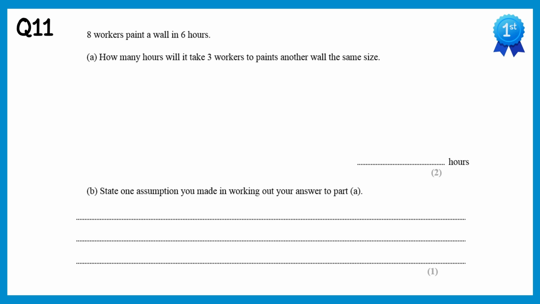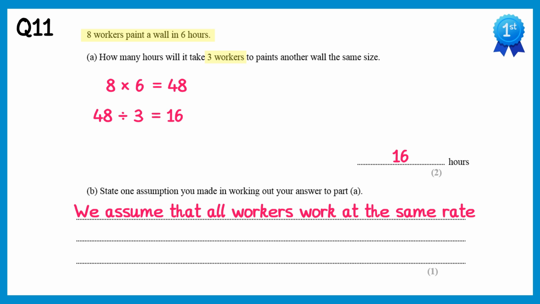In this question, 8 workers paint a wall in 6 hours. So if we do 8 times 6, this means there were 48 working hours altogether. If we then have the same job done by 3 workers, we can divide the 48 working hours by 3, to get 16 hours, so the answer is 16. The assumption that we've made here is that we assume all workers work at the same rate.